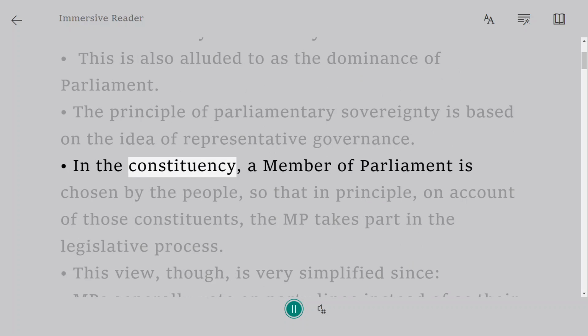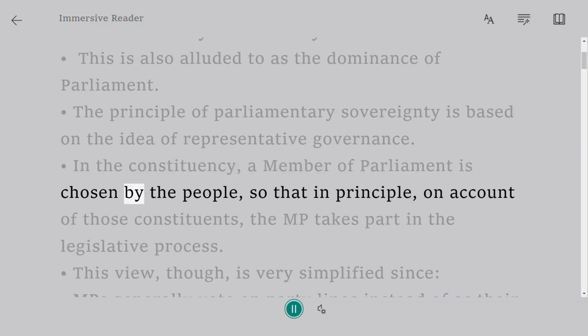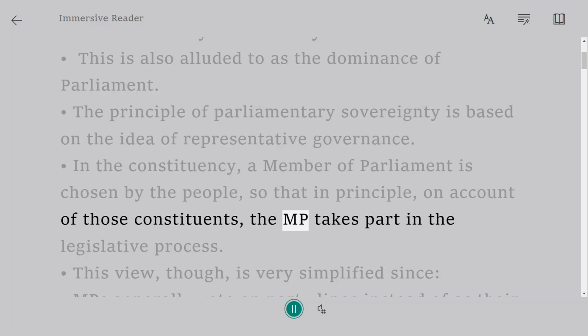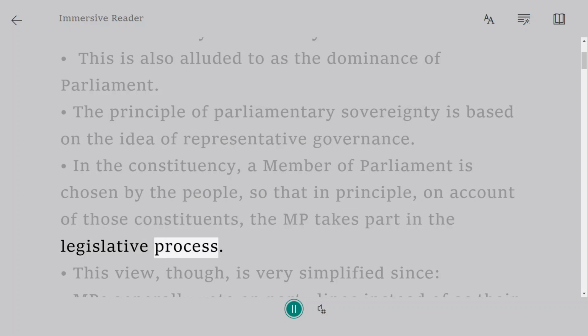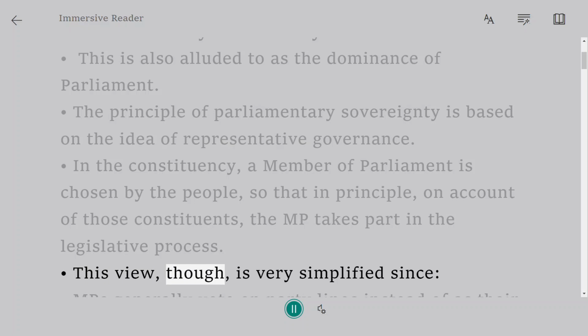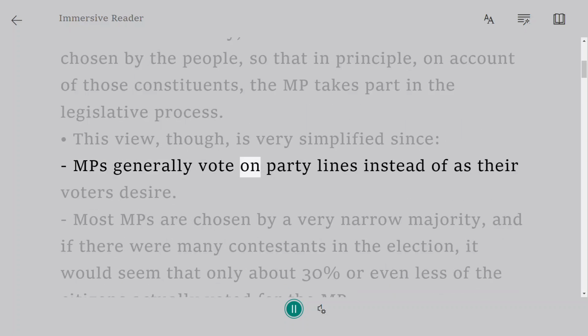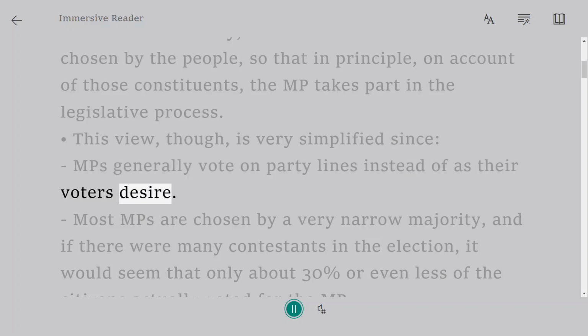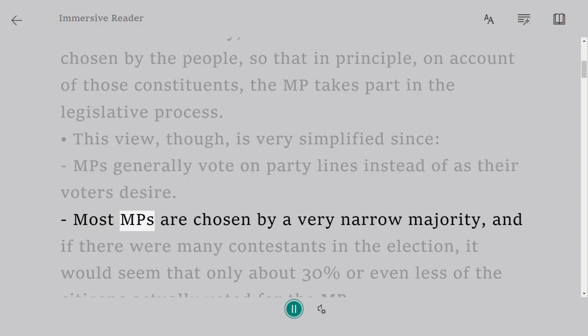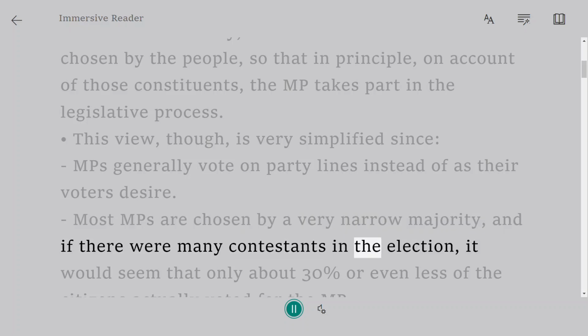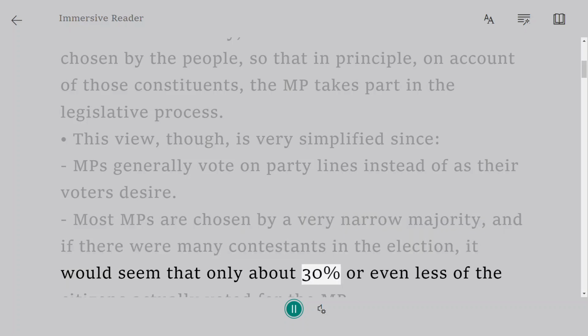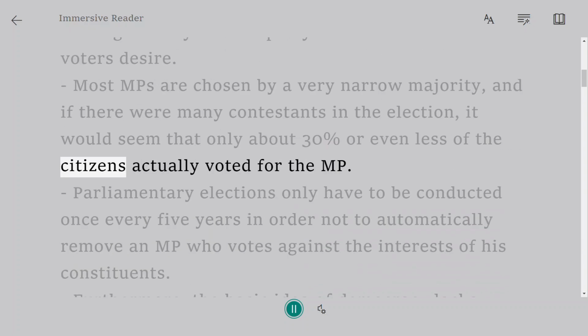In the constituency, a member of Parliament is chosen by the people, so that in principle, on account of those constituents, the MP takes part in the legislative process. This view, though, is very simplified since MPs generally vote on party lines instead of as their voters desire. Most MPs are chosen by a very narrow majority, and if there were many contestants in the election, it would seem that only about 30% or even less of the citizens actually voted for the MP.